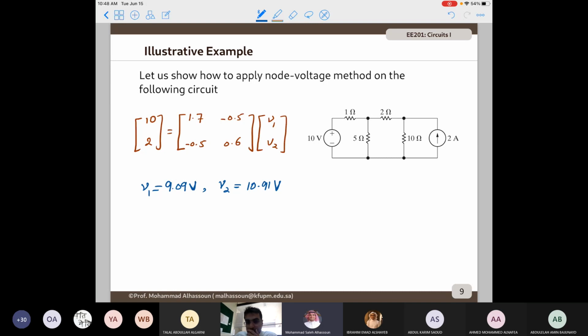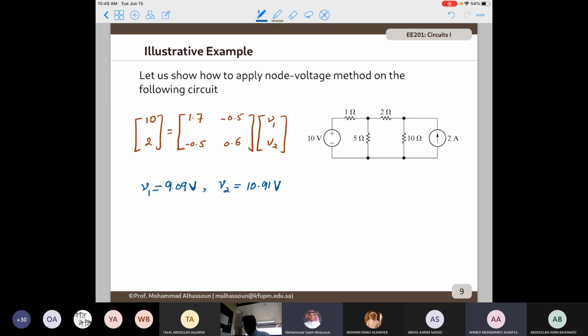In order to invert this matrix, you can use your calculator, and in almost all of your calculators, you have the option for inverting 2x2 and 3x3 matrices. Is it clear, Shabab? Ahmed?